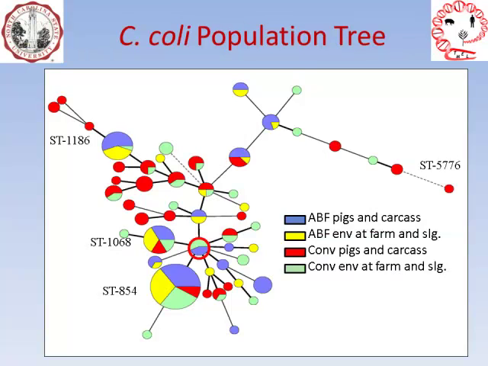So this is the Campylobacter population tree, or ancestral tree, that we detected in this group of pigs. So these are the commercial pigs and the antibiotic-free pigs, all clustered together. Okay. So you can see they're all clustered together. So if you see this big circle with these four different colors, that means this Campylobacter was present in all four different stages, whether it's antibiotic-free pig at farm, slaughter, commercial pig at farm, slaughter.